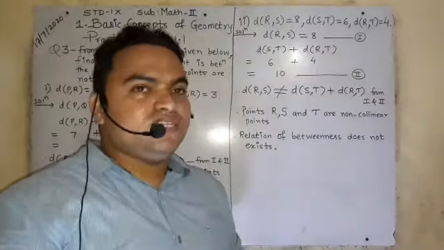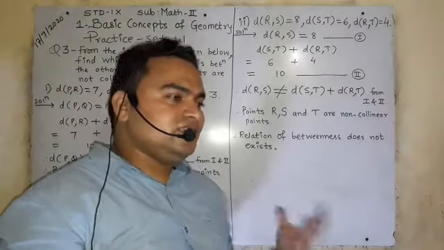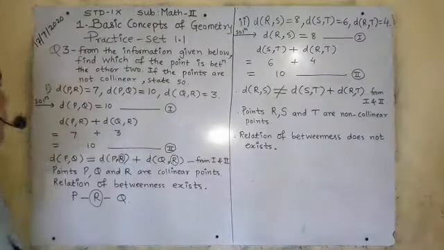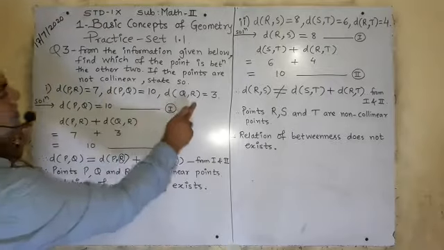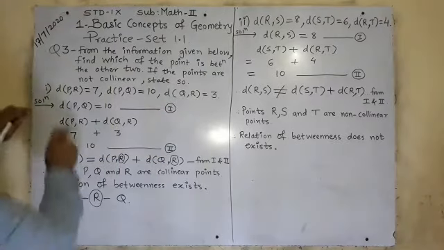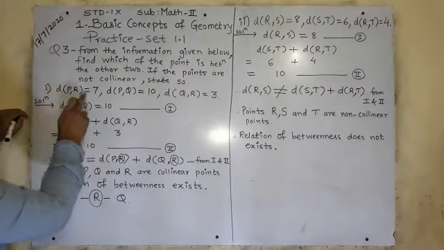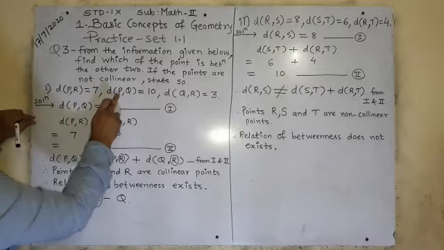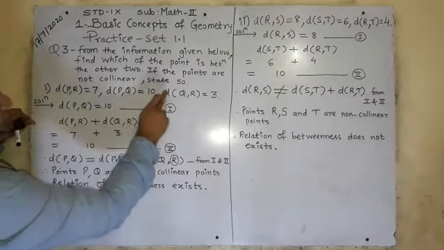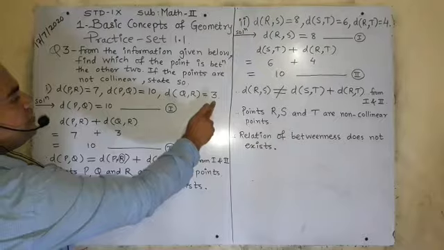Okay, it is very easy to solve. See, if the points are not collinear, state so. If the points are non-collinear, then you have to say the reason why. Look at the board. Now these 3 distances will be given to you. Distance between point P and R is equal to 7. Distance between P and Q is equal to 10. Distance between Q and R is equal to 3.